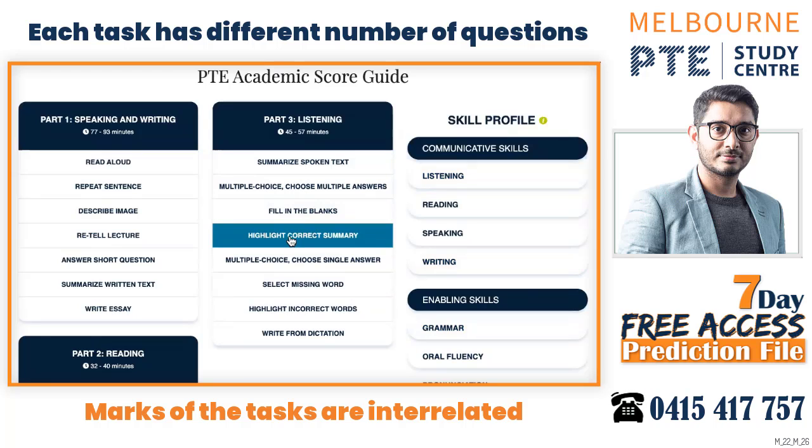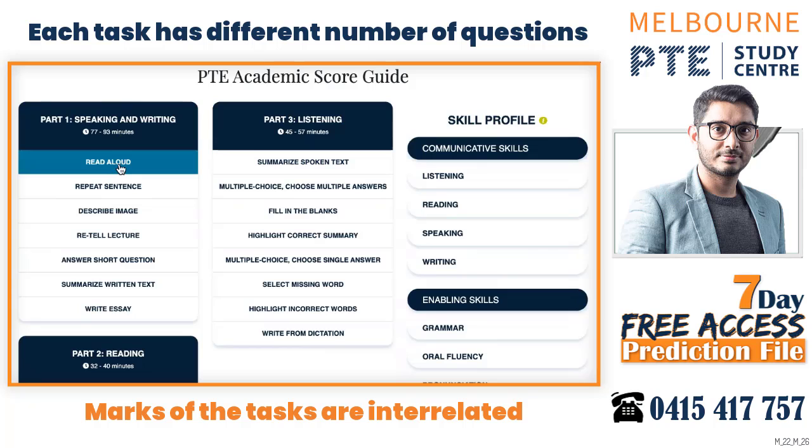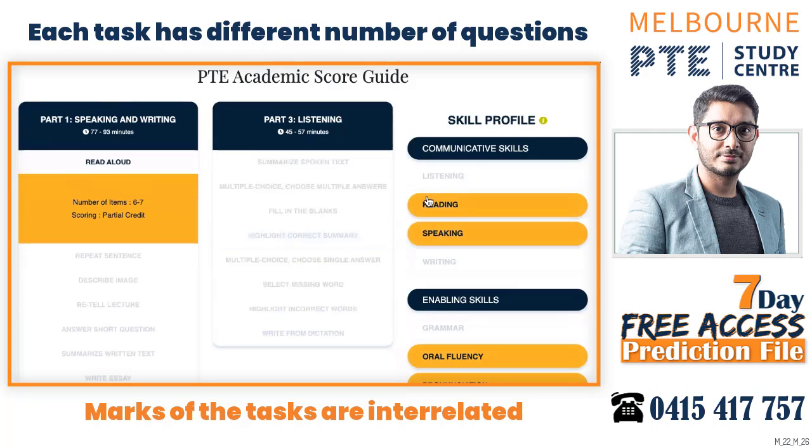Now, one important thing to understand. So we have these part 1, part 2, part 3, which is pretty similar to IELTS. But the main difference between PTE and IELTS is that one is obviously computerized. Second thing is that in PTE, one part can contribute marks to another part. So for example, we have part 1, which is speaking. So suppose this is a speaking task. We know read aloud is a speaking task. When we click on read aloud, you see that it is contributing marks to your reading as well.